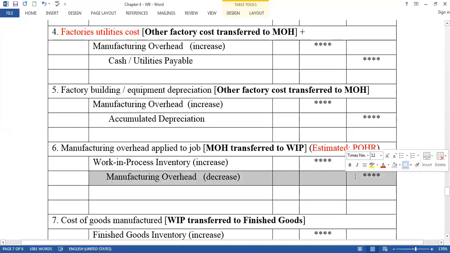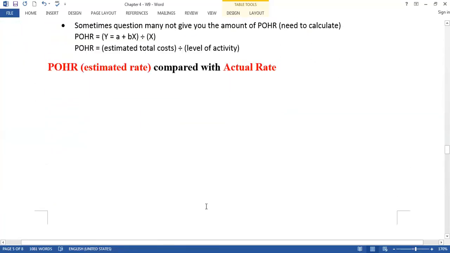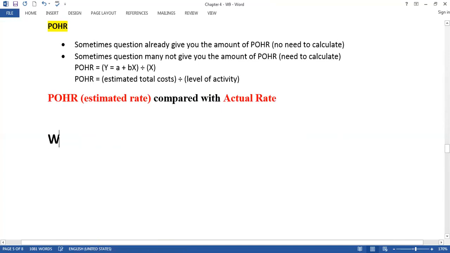Okay. It means that everything is now under WIP. It means that we have WIP and it already includes direct material, direct labor, and MOH. So these 3 items all together are already transferred to where? Already transferred to WIP, right? Now what is the next step? WIP already has direct material, direct labor, and manufacturing overhead. Now what is the next step?